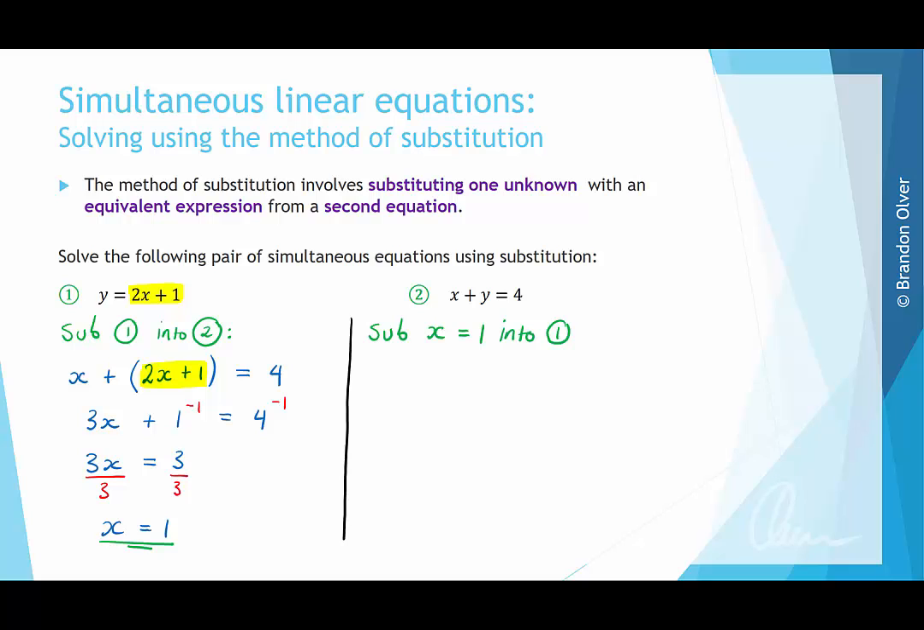So if we substitute x equals 1 into equation 1, we'll have y is equal to 2 times x, but x is 1, plus 1, and then y is equal to 2 plus 1 is 3. So that's the second part of the solution. So overall, we can write the solution to this set of simultaneous equations as a coordinate. So x is 1, y is 3. And hopefully you remember that that was the solution that was already on the graph in a previous slide.